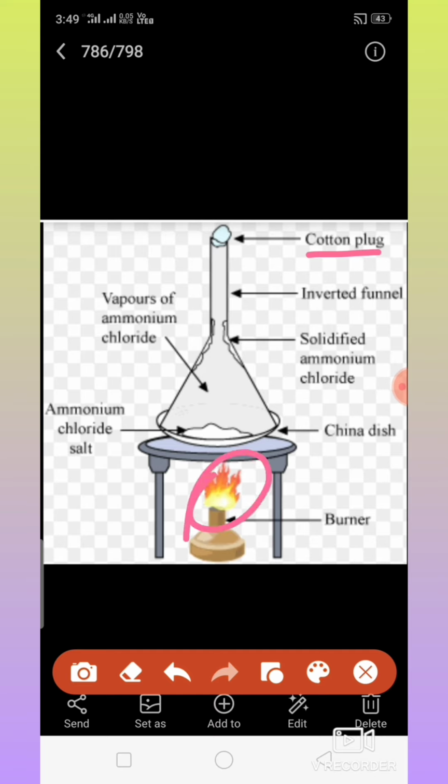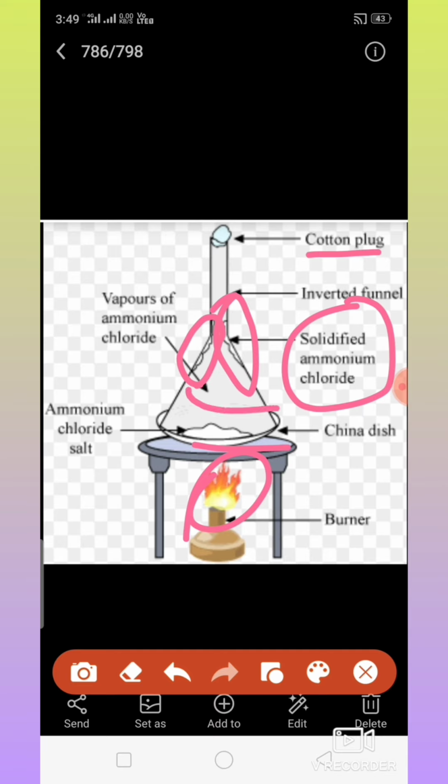It is under heating. The pure vapors of the solid pass through the holes in the sheet and condense on the inner side. Here you can see the condensed particles on the inner side of the funnel. The non-volatile impurities remain in the china dish. Okay. So, the solidified ammonium chloride is here. Here you can see the vapor of ammonium chloride. So, using this method, we can remove the impurities along with the ammonium chloride salt, because the impurities cannot undergo the process called sublimation. Okay.